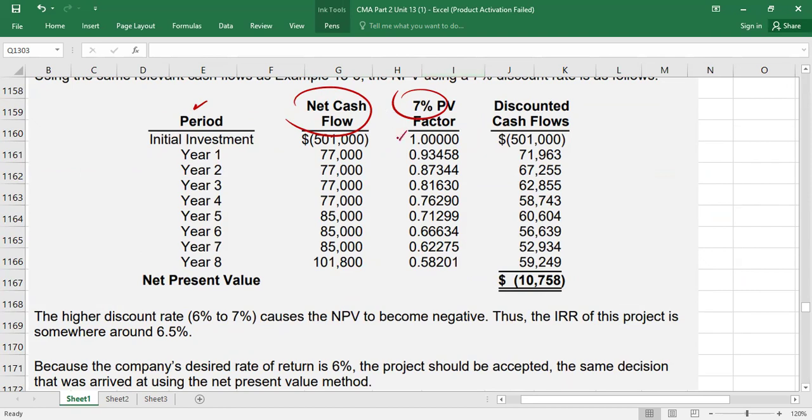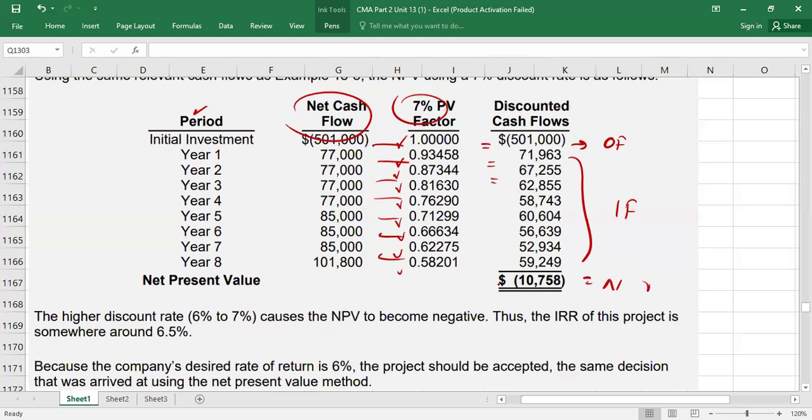Then at 7%, we took the present value factor from the present value of $1 table. And then we'll multiply with the cash flows. So you'll get these present values. This is the present value of outflows. This is the present value of inflows. If you net these off, you get your NPV again. Now here NPV is negative.